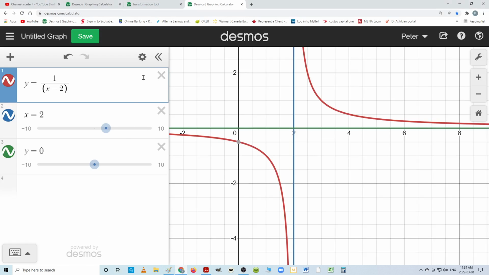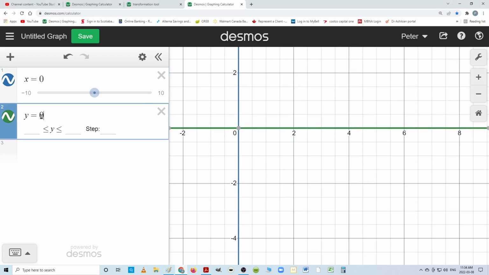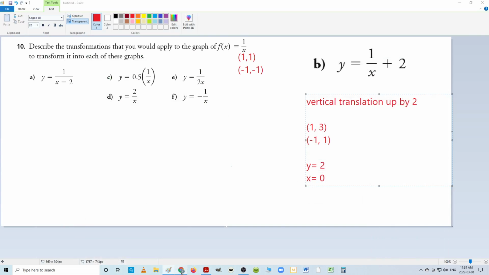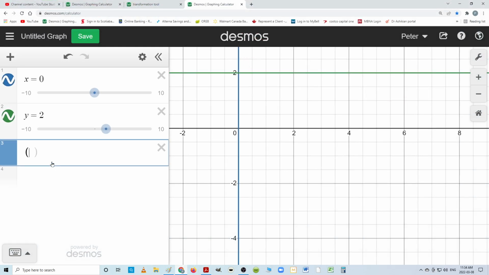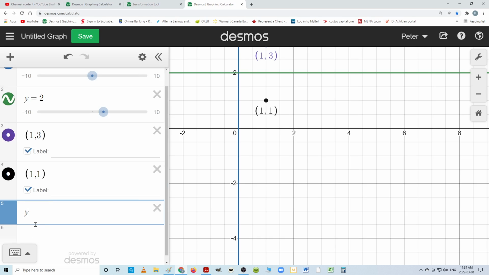And you can always prove this by first putting in your asymptotes. Are we adding 2 or 3? I can't remember. 2. And then putting in a point that you think will exist and label it. And put another point that you think will exist and label it. And then put in your graph and see if you nailed it.